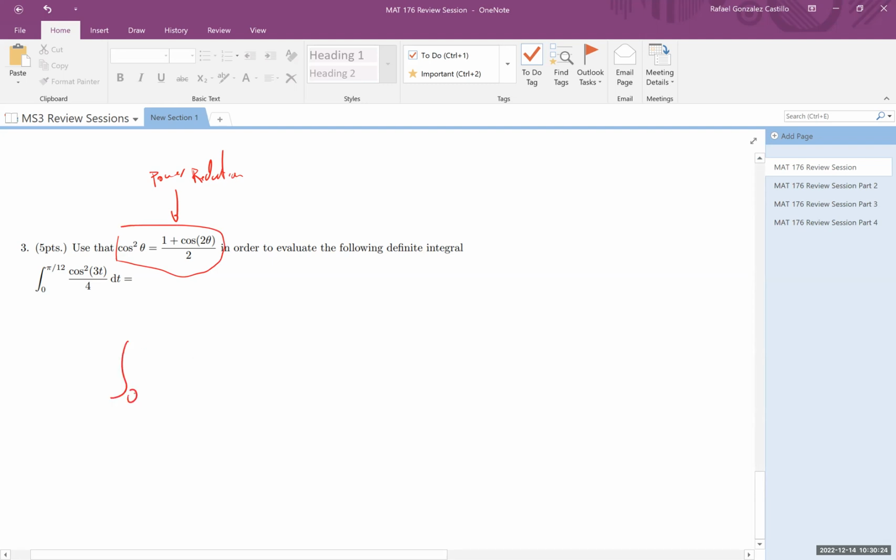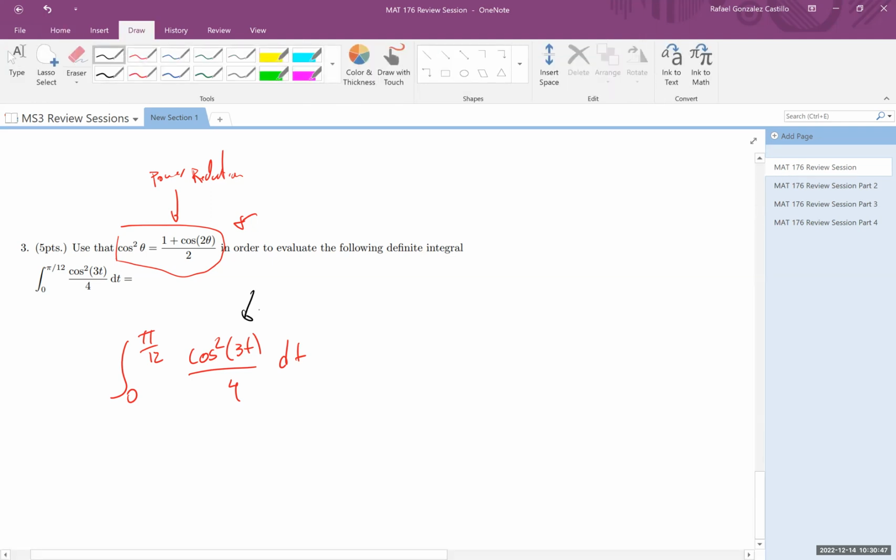Now, we have this integral from 0 to pi over 12 of cosine squared 3t over 4 dt. For this problem, we have to use this fact. The reason why they gave us this is because we have to use it eventually. So one of the things that you have to realize is that you have to make this look like cosine squared theta by itself, with nothing else in the denominator and nothing else on the inside. So before we take the integral, we're going to rewrite cosine squared 3t over 4 so that it looks like just cosine squared theta.